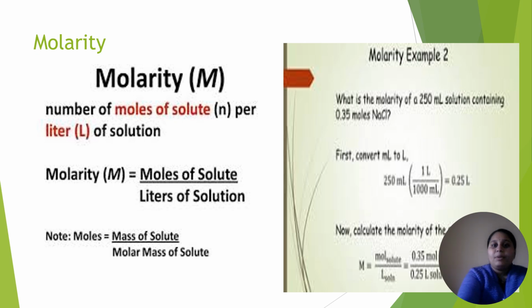So an example: what is the molarity of a 250 ml solution containing 0.35 moles NaCl? First we have to convert it into liters. It is given in ml. So 250 ml, if you divide it by 1000, you get 0.25 liters. Now as they have given the number of moles, that is 0.35 moles divided by liters. So we have calculated in liters, that is 0.25 liters. You get the above answer, you have to calculate that and comment below.